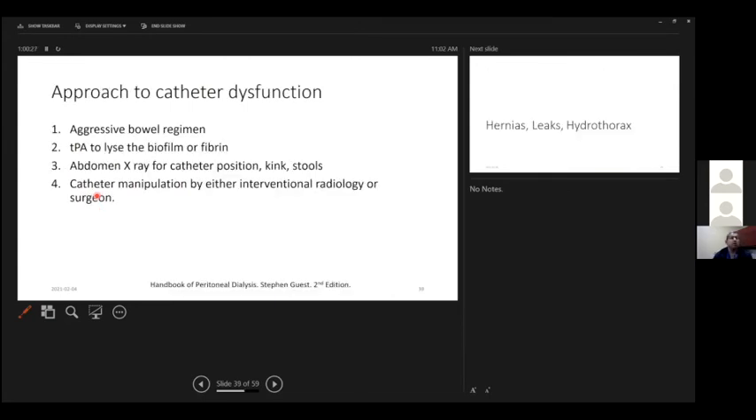So in a nutshell, what do you treat? An aggressive bowel regimen is number one, two, three: the patient's poop has to come out. Feces has to be out, means out. Then if you're still not getting it, use TPA, get an abdominal X-ray to see what's the position, and make sure there are no kinks or stools. And if it's still not working, unfortunately the patient has to go to the OR to get it manipulated.